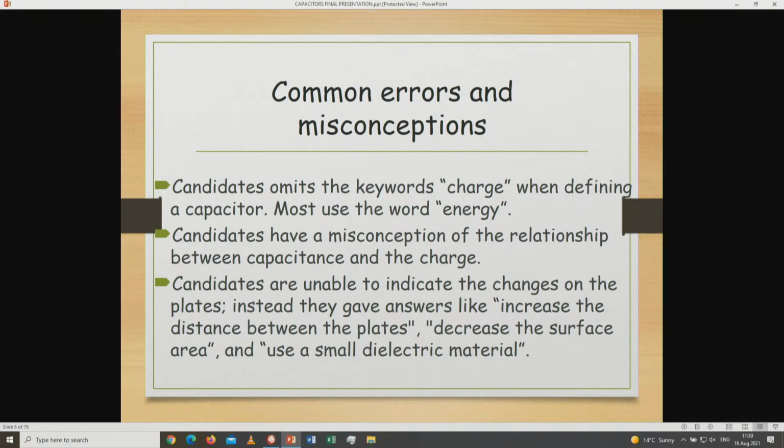Also, candidates are unable to indicate the factors affecting capacitance. Instead, they give answers like increase the distance between the plates, decrease the surface area, and use a small dielectric material. So we need to elaborate on that. We will go through those so that we address all of these errors and misconceptions.